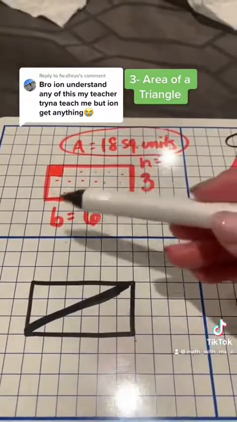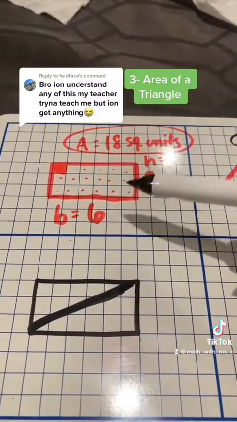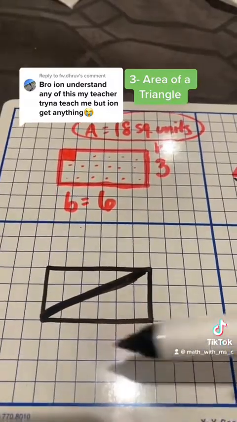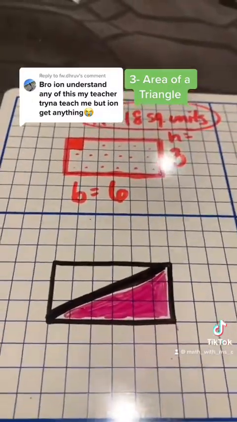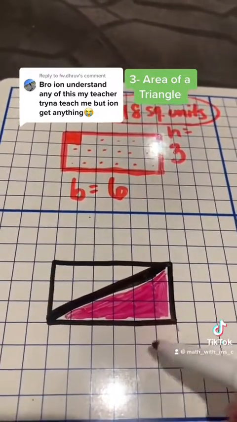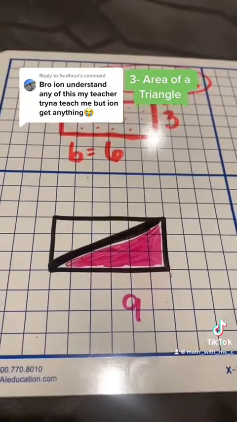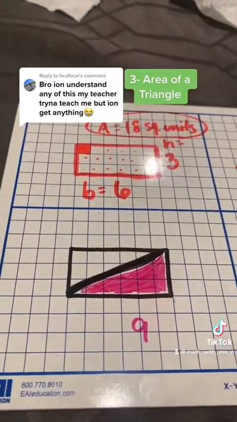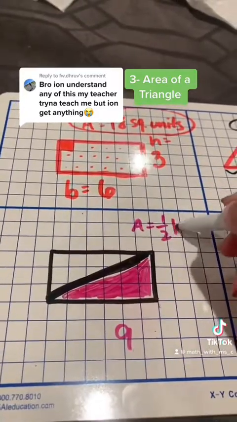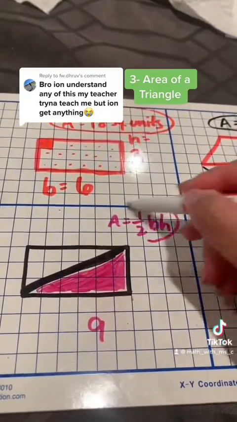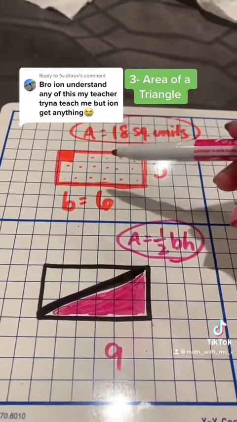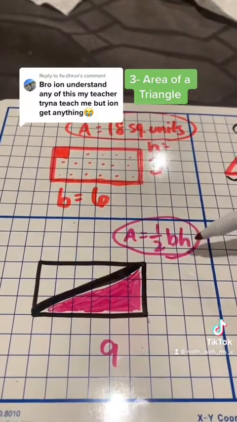Now if this rectangle has an area of 18 and I cut this in half, what's the area of one of the triangles? So if I know that this area is 18 and I cut this in half, that would make the area of this triangle 9, which is why the formula for area of a triangle is 1/2 BH. Because you know that if you do base times height, you'll get the area of the rectangle, and a triangle is half of this. So that's why the formula is 1/2 BH.